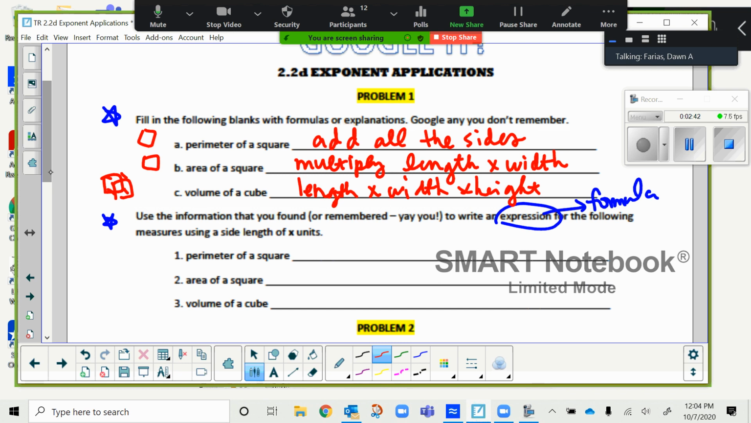And so then in the next section, when I was asking you to use that information to write an expression or formula for these shapes that have sides that measure x. So it's an unknown, okay? So for perimeter of a square, if each side is x, and you were going to add them all up, it would be x plus x plus x plus x. It would be 4x units. Right? That's how you would come up with your own formula.